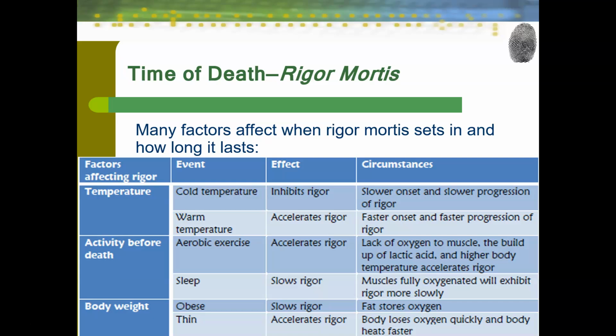As far as body weight is concerned, this is the one that always gets students, so make sure to pay close attention. People who are obese or overweight tend to experience slower rigor, and this is because oxygen is actually stored inside fat. So people who are overweight or have more fat have more oxygen in their bodies for the body to use before it becomes depleted of oxygen. Meanwhile, people who are thinner have accelerated rigor because the body is going to lose oxygen a lot quicker. The body is going to heat faster as well.